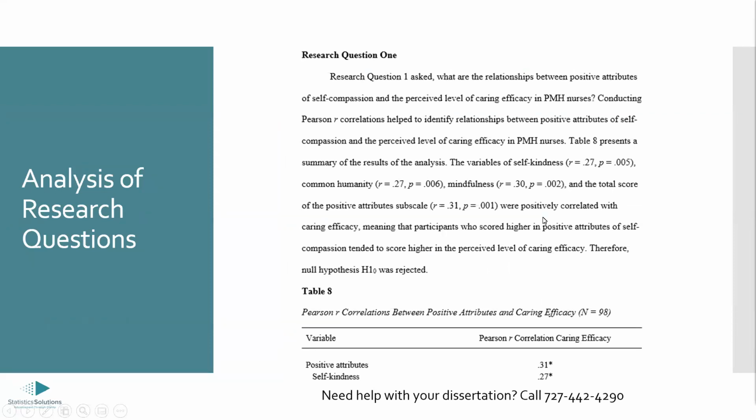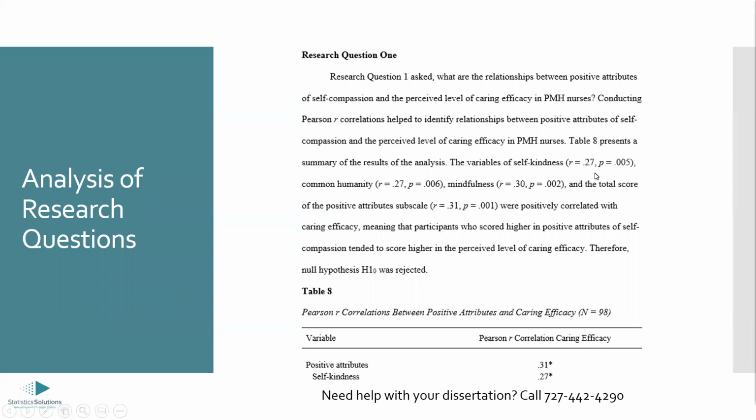Here's another example of how you might write up an analysis, this time using a Pearson correlation. So here, again, we state that we're conducting the Pearson correlation. We state what variables we are looking at for our Pearson correlation. And then we present the statistics for our Pearson correlation. So we present the correlation coefficient itself, the Pearson R, as well as the p-value associated with the correlation coefficient.